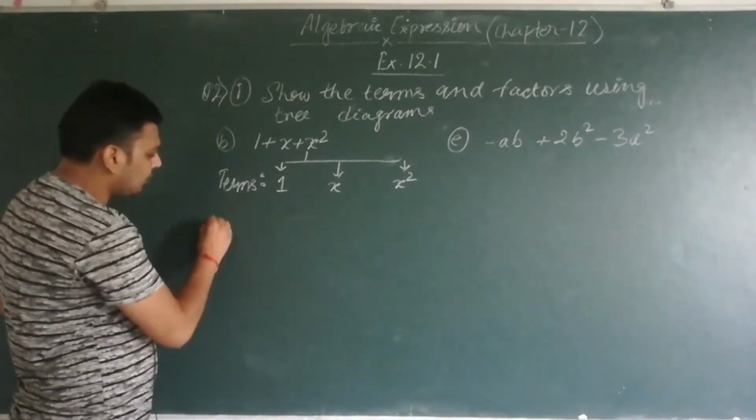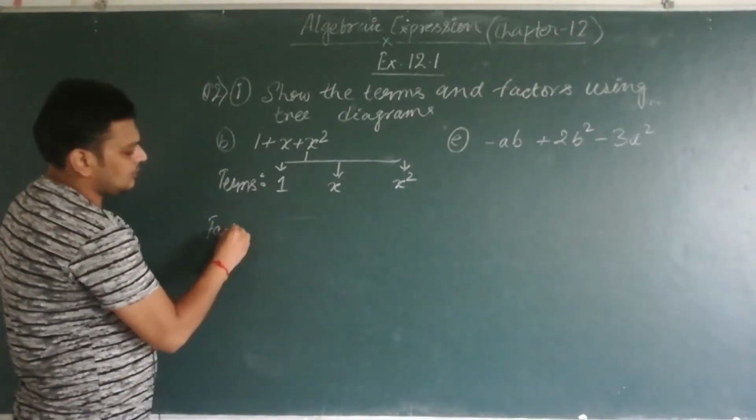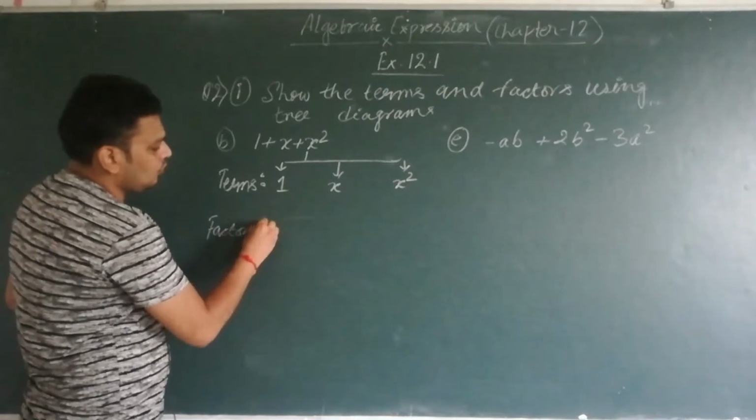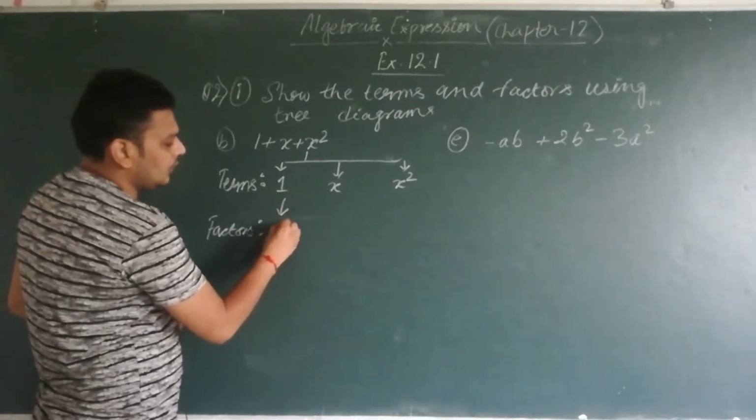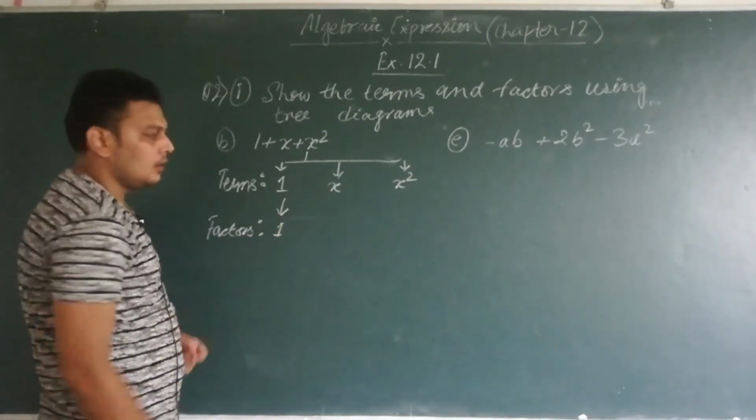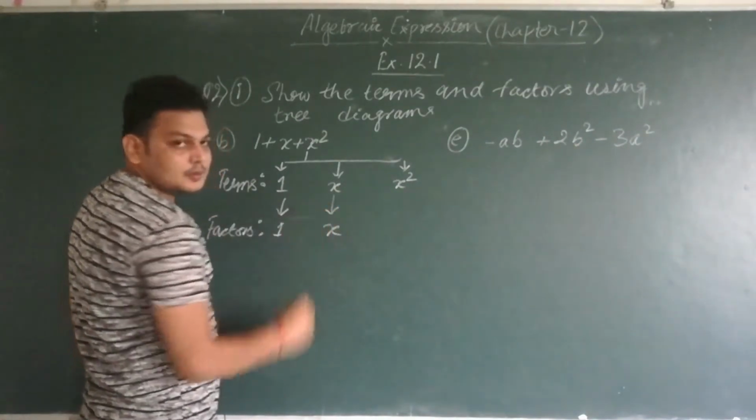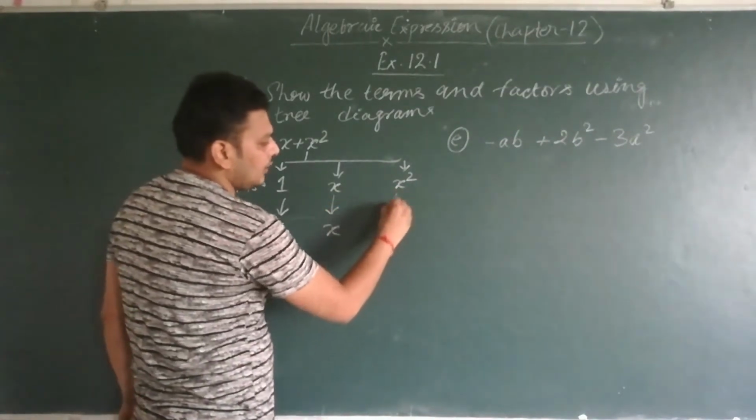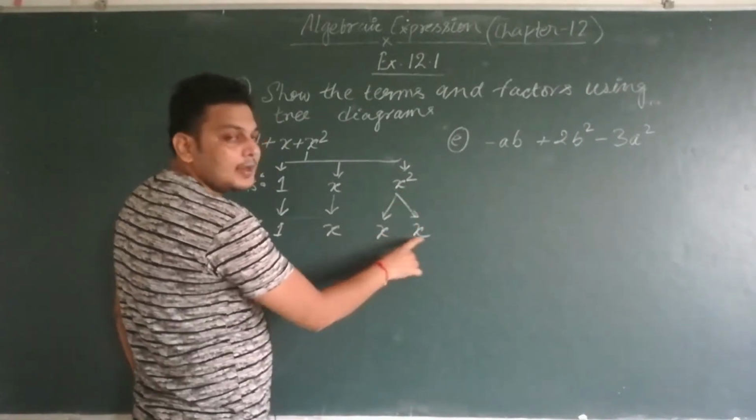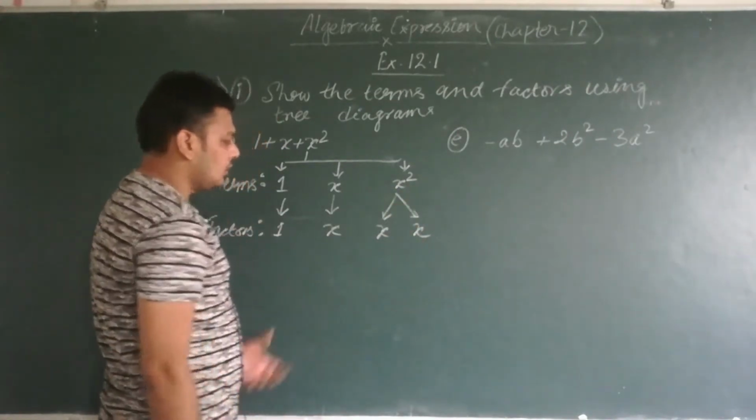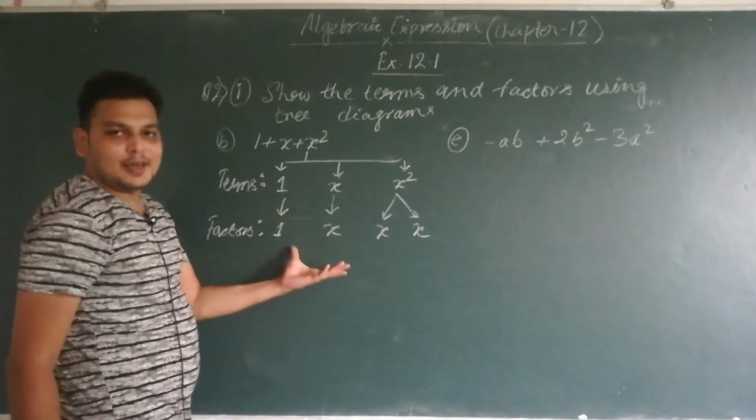Now we have to write the factors. So what is the factor of 1? It is simply 1. What is the factor of x? It is x. And what is the factor of x square? Factors are x and x. And this is known as a tree diagram.